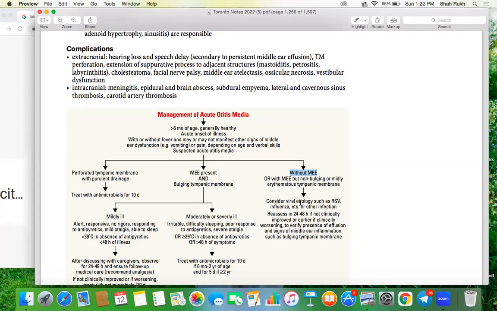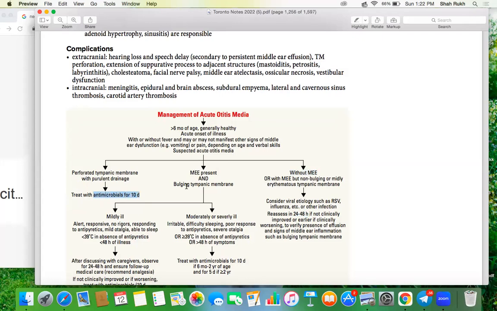Now what are you going to see? Maybe it is viral. All you have to do is reassure for at least 24 to 48 hours. So this is important. You need to know for how long you can reassure and ask her to come back again. So you are going to ask her to come back in 1 or 2 days, if not clinically improved. And after that, you are going to start the treatment. If there is a perforation, you are going to start the treatment right away for the 10 days.